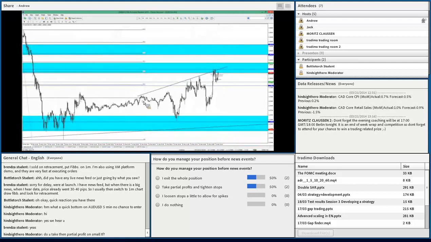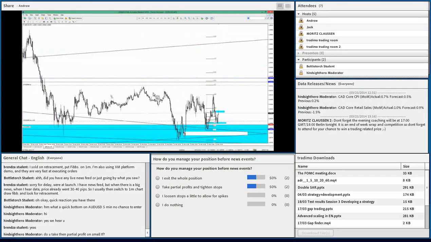So question, do I take partial profit on smaller time frame? I'm not a huge fan of taking partial profit if I can help it, because it really dilutes the risk reward, okay? It really dilutes the risk reward. But I don't want to say I don't do it, because you can still do very nicely from it.